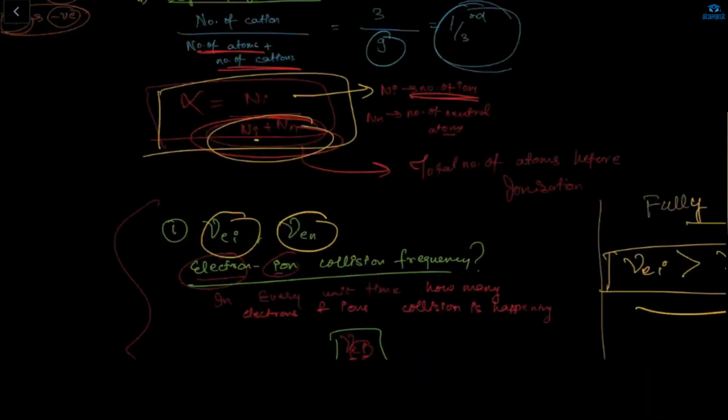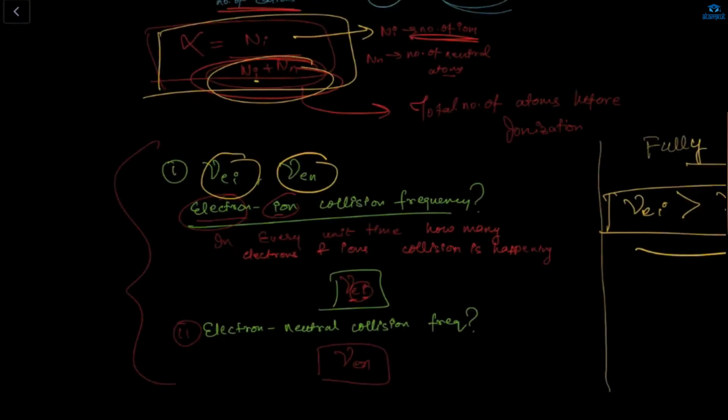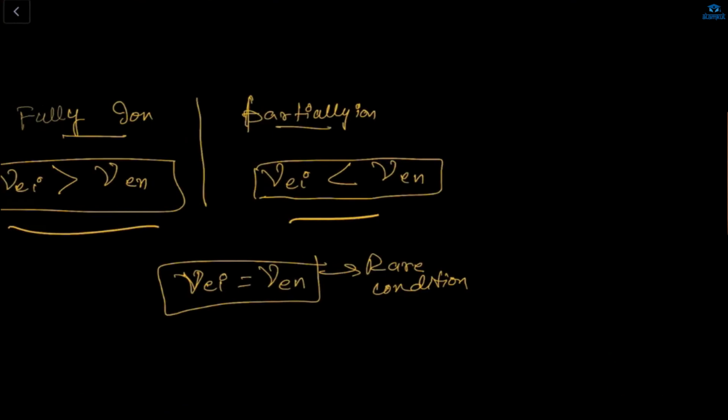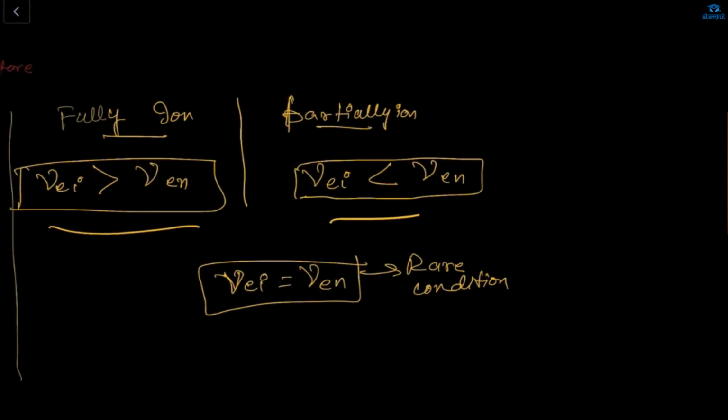And this part also, right? Yes, the Bose-Einstein condensate. This one, the fully ionized, is what? The electron-ion is greater than the electron-neutral. Partially means neutral. Yes, ma'am.